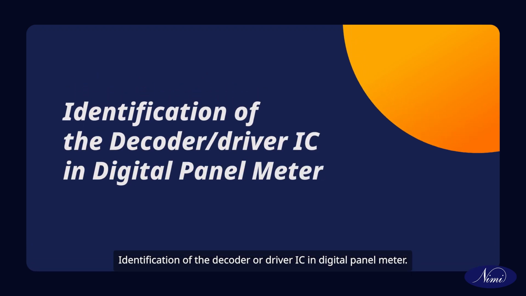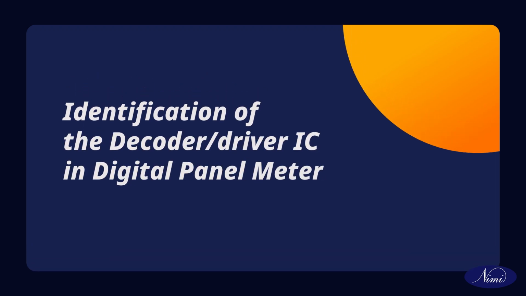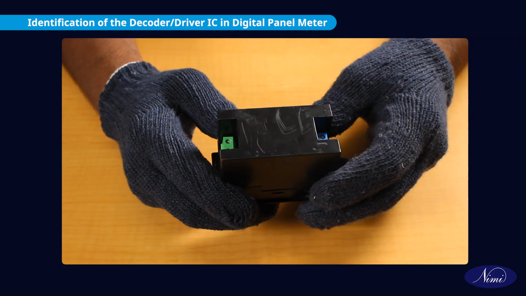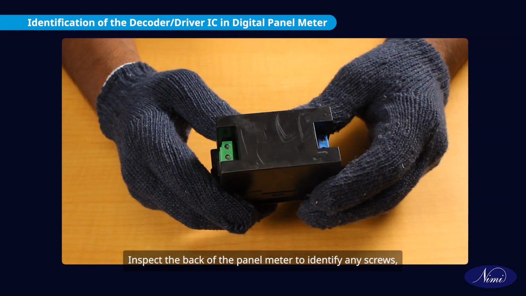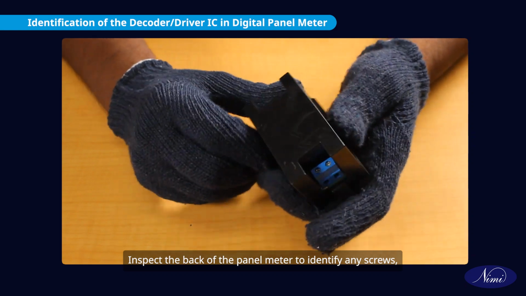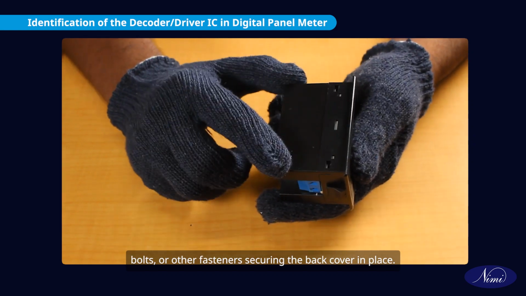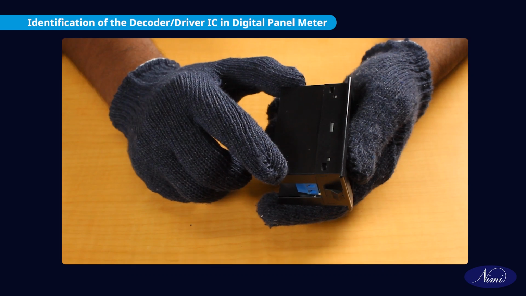Identification of the decoder or driver IC in digital panel meter. Remove the back panel in the digital panel meter. Inspect the back of the panel meter to identify any screws, bolts or other fasteners securing the back cover in place.